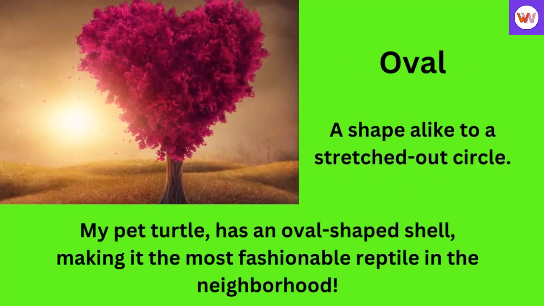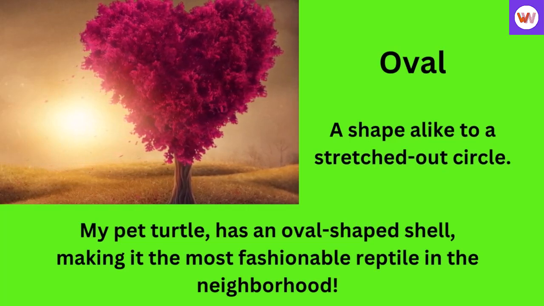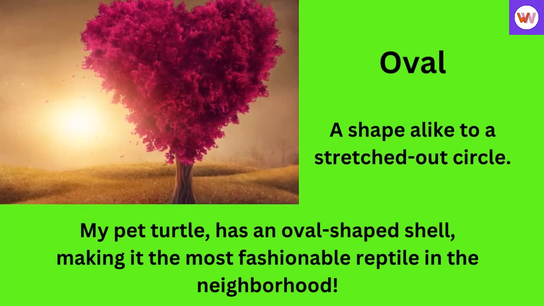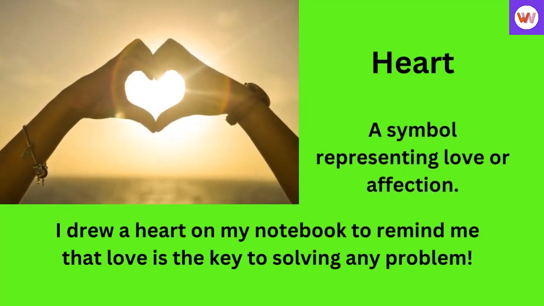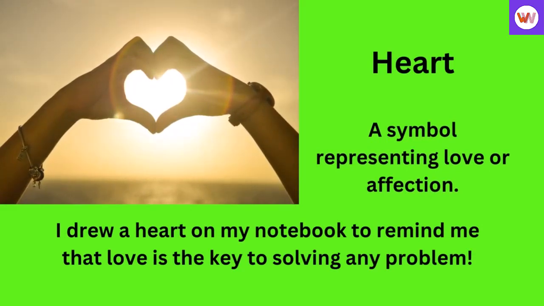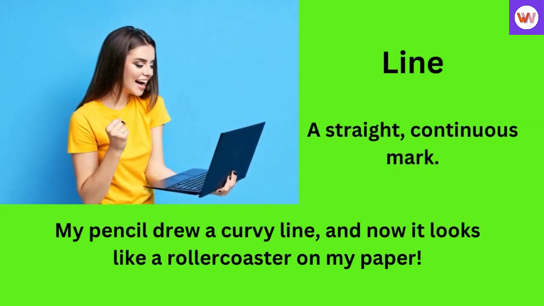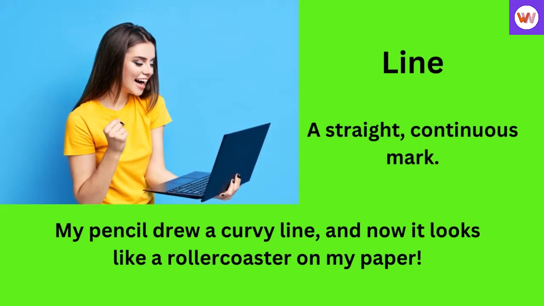Oval. A shape akin to a stretched out circle. My pet turtle has an oval-shaped shell, making it the most fashionable reptile in the neighborhood. Heart. A symbol representing love or affection. I drew a heart on my notebook to remind me that love is the key to solving any problem. Line. A straight, continuous mark. My pencil drew a curvy line, and now it looks like a roller coaster on my paper.